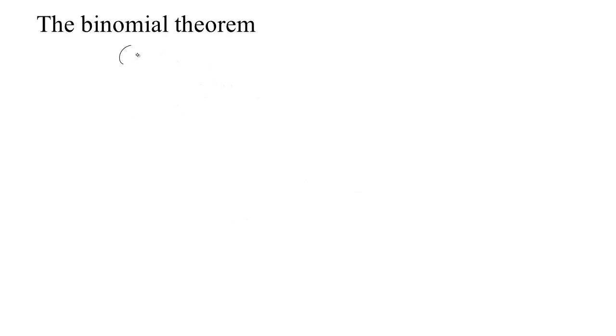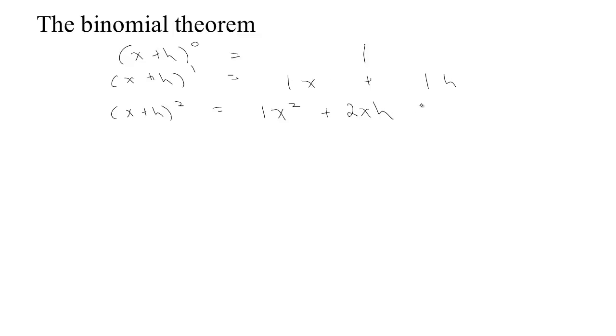For the binomial theorem, x plus h to the 0 would just be 1. If you have x plus h to the 1, you have 1x plus 1h. To do x plus h squared, we have to multiply x plus h times x plus h. Each term gets multiplied by an x and by an h. The first term times x gives 1x squared. The second term times x gives 1xh, and the first term times h gives another xh, so 1 plus 1 is 2 xh's. Finally, the last term times h gives 1h squared.